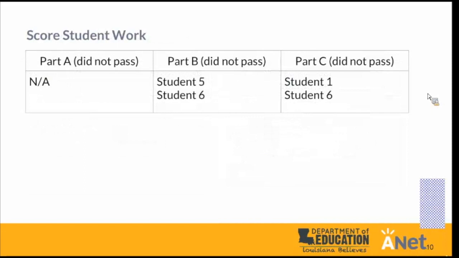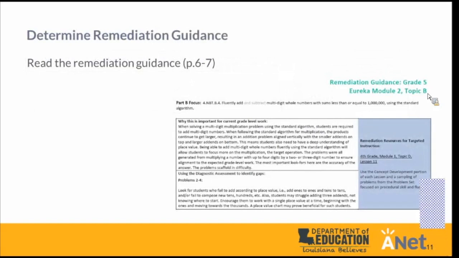Yesterday we scored student work and we sorted students into groups based on the diagnostic criteria. So we found that in our sample of 6 students, there were 2 students who did not pass Part B, which was related to addition, and 2 students who did not pass Part C, related to using strategies to solve multiplication problems. So here's where our work today picks up.